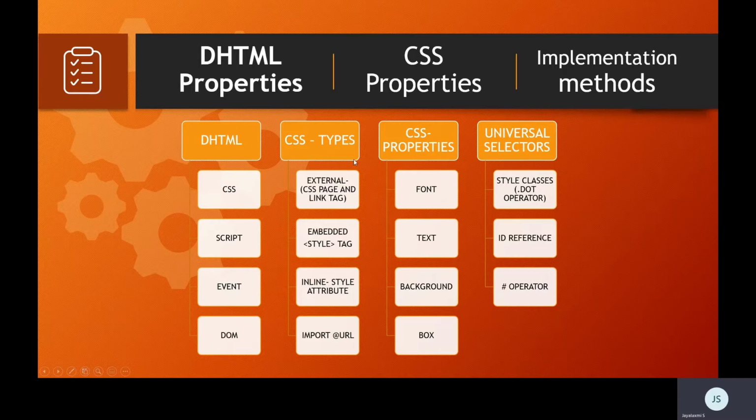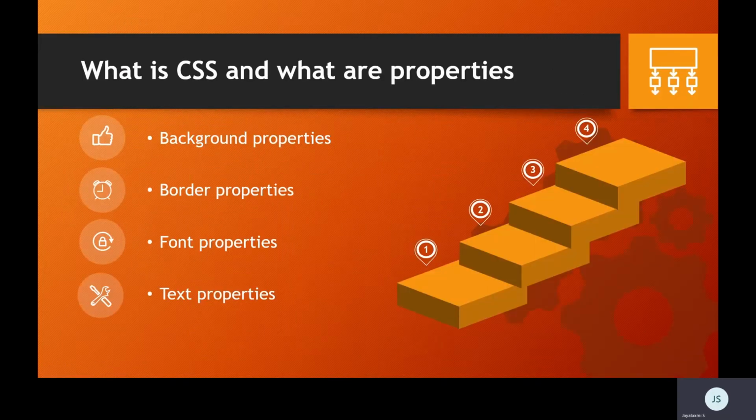Okay, how do I implement CSS? CSS is implemented in multiple forms, and basically we use external style sheet, embedded, inline, and import. We will get into more detail about these style sheets in the next videos. Okay. So using these style sheets, I can change a font property, text property, background property, box property. These are the properties we have. We are going to implement these properties for a normal HTML element. That is the variation.